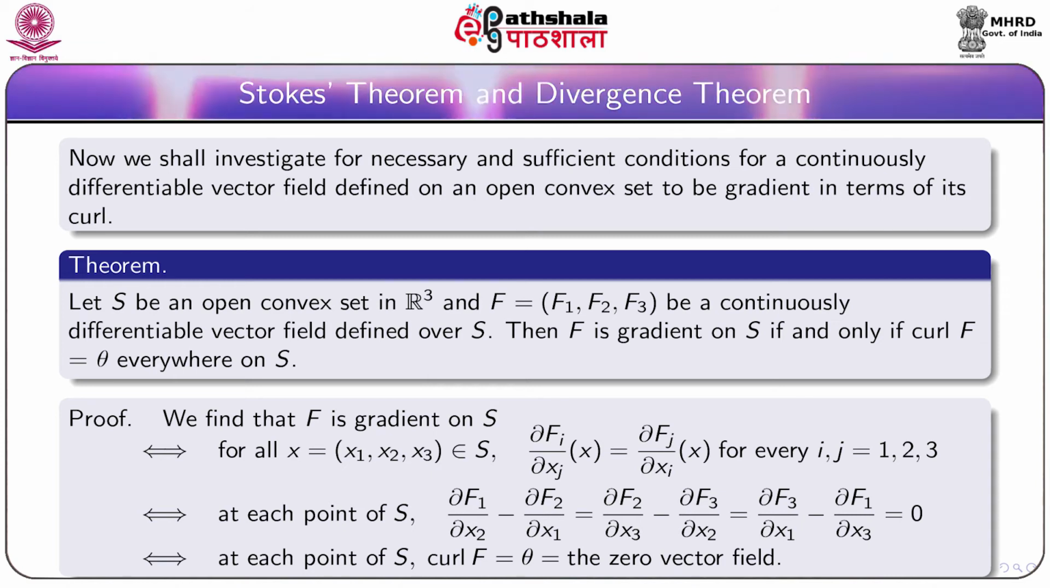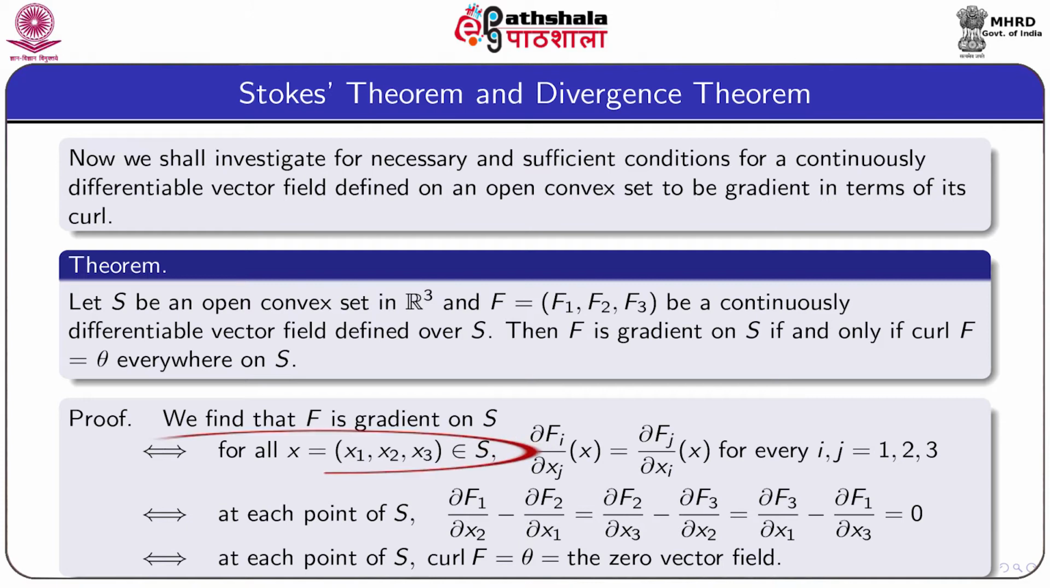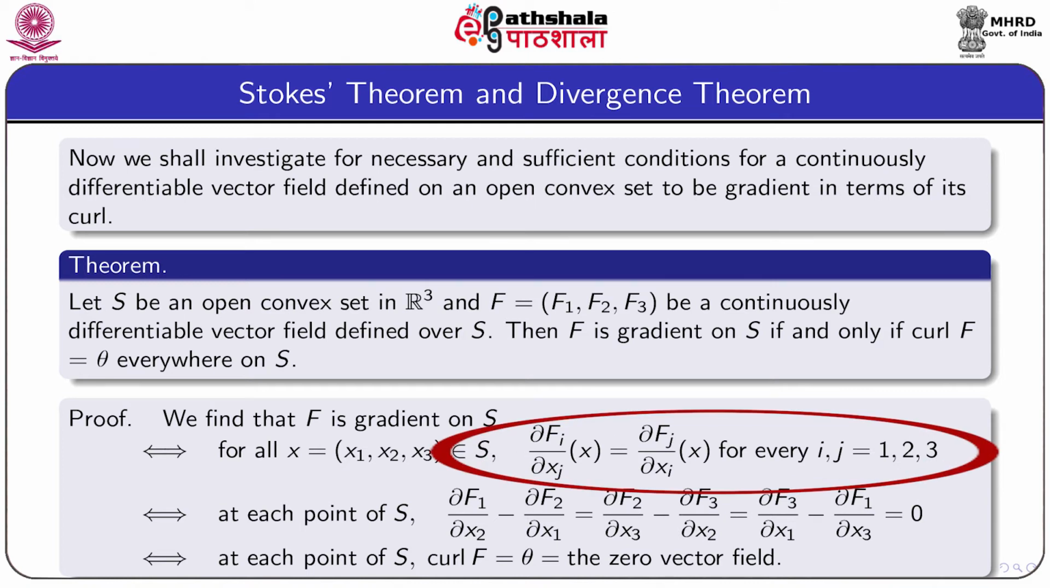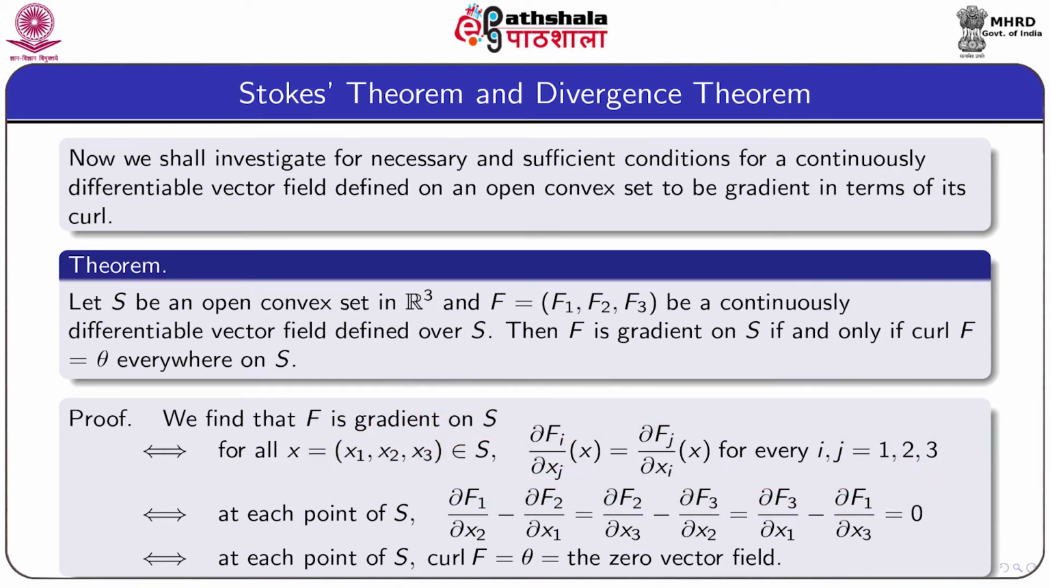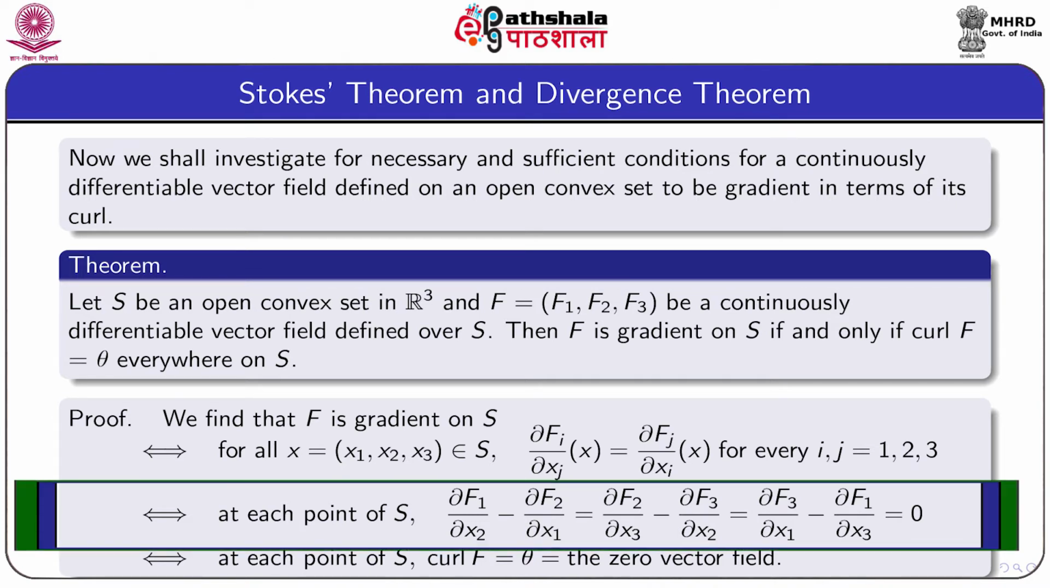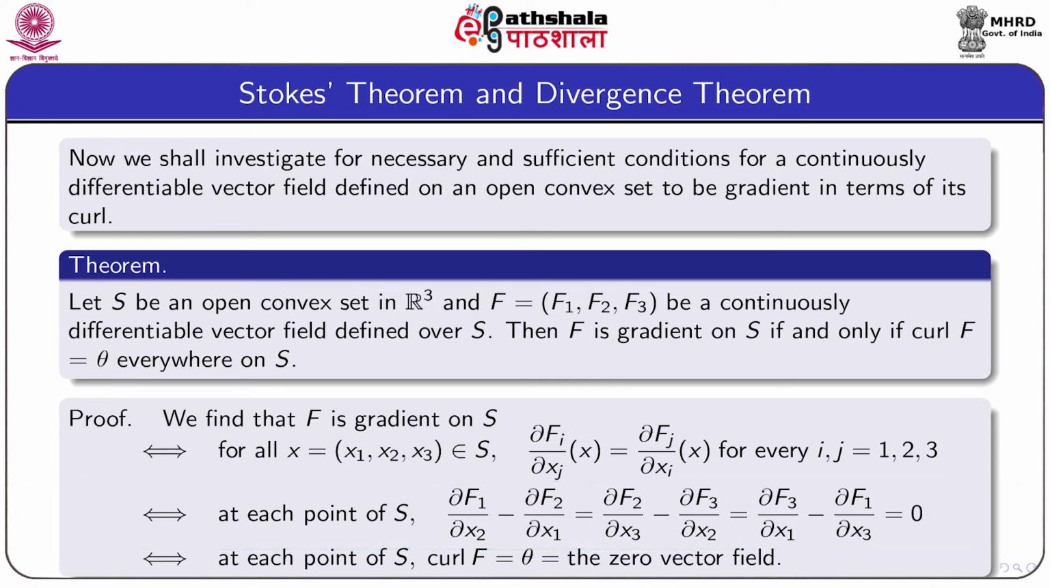Proof. We find that F is gradient on S if and only if for all x in S, ∂fi/∂xj = ∂fj/∂xi for every i and j from 1 to 3. This holds if and only if at each point of S, ∂f1/∂x2 − ∂f2/∂x1 = ∂f2/∂x3 − ∂f3/∂x2 = ∂f3/∂x1 − ∂f1/∂x3 = 0. This holds if and only if at each point of S, curl F vanishes identically. This ends the proof.